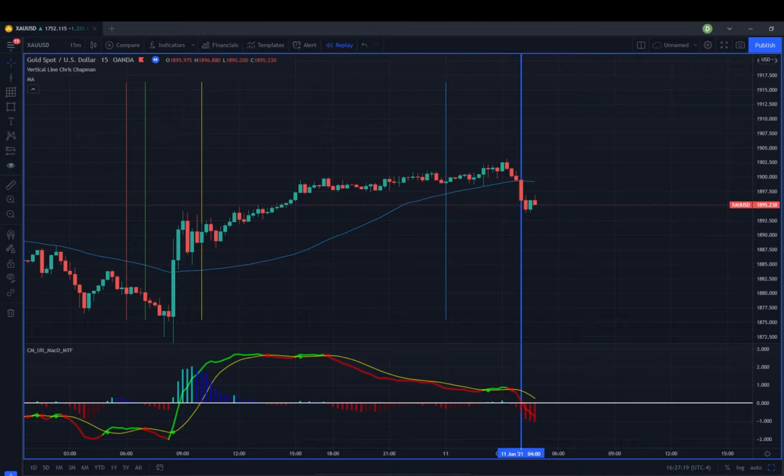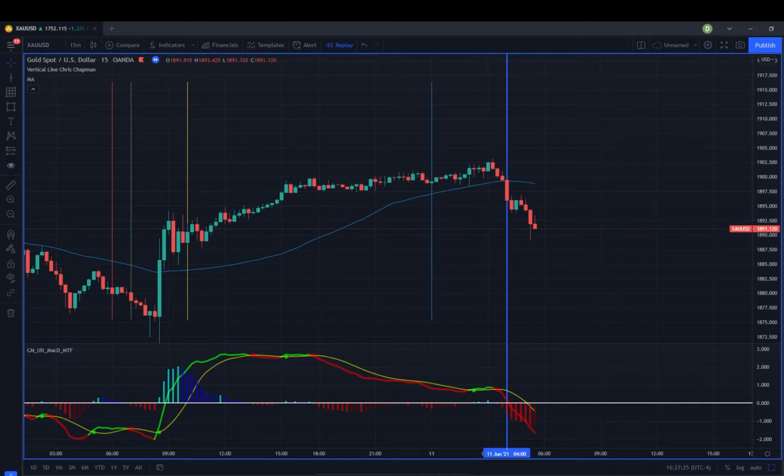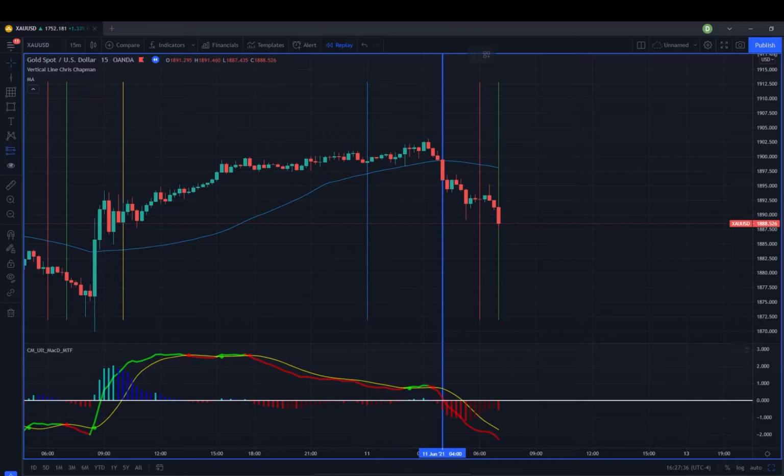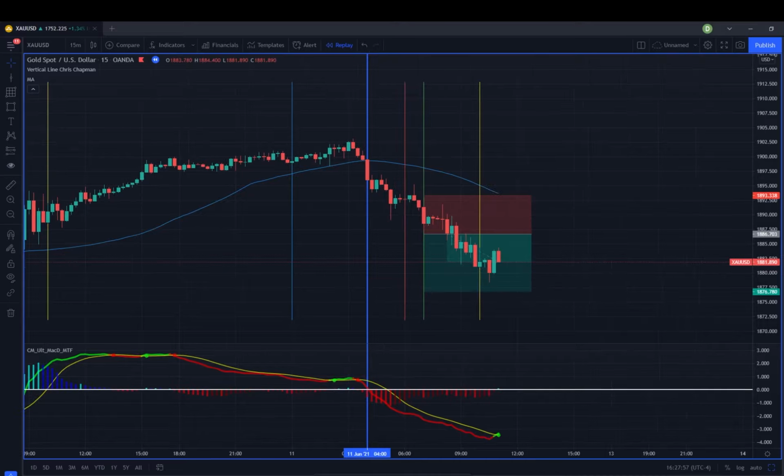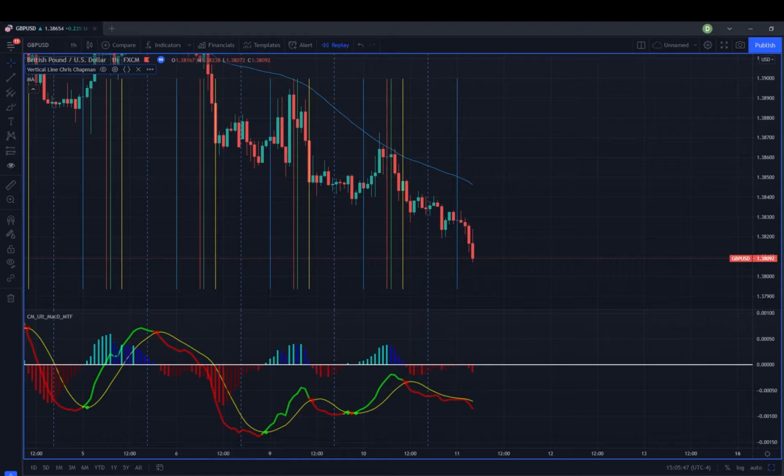As you can see, we have missed the London killzone and will wait for the New York killzone to enter. We set a sell limit using a 1.5 times RR and wait for price to profit us, in which it does. Moving on to GBP/USD.